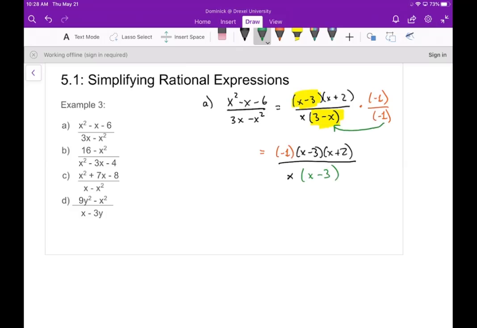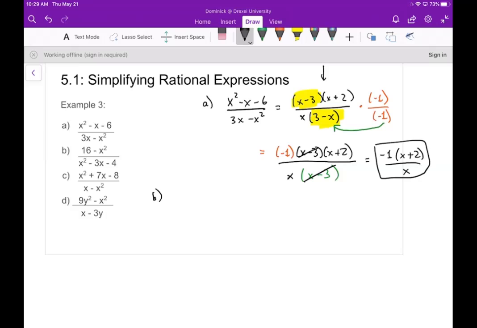Right? Well, now those x minus 3's match and we can cancel them, right? So now our final version is negative 1 times x plus 2 all over x, right? So that's our final answer here. So without using that negative 1 trick, we would be done here, right? But of course, if we can use that negative 1 to cancel some stuff out, that is indeed helpful.